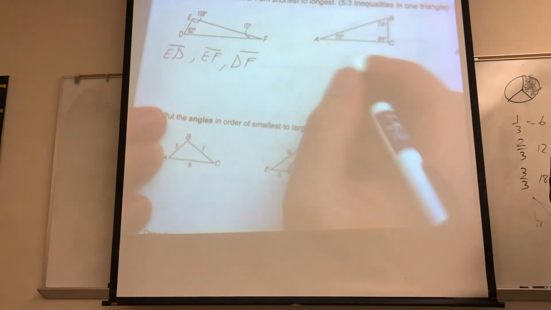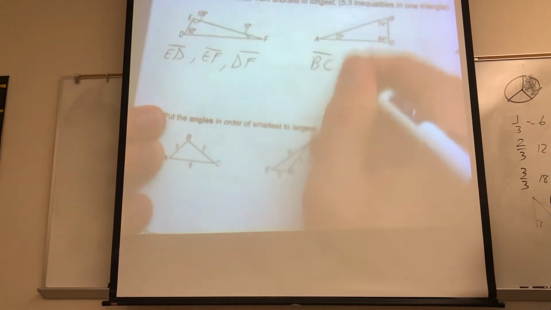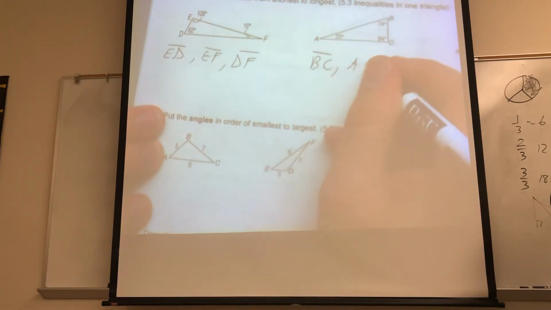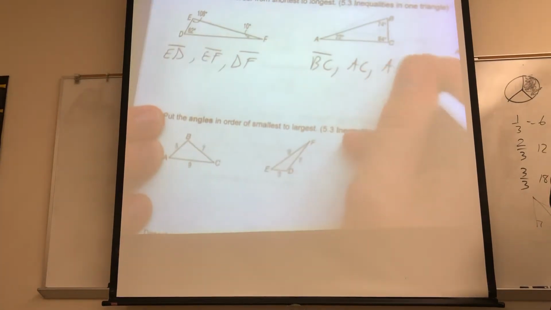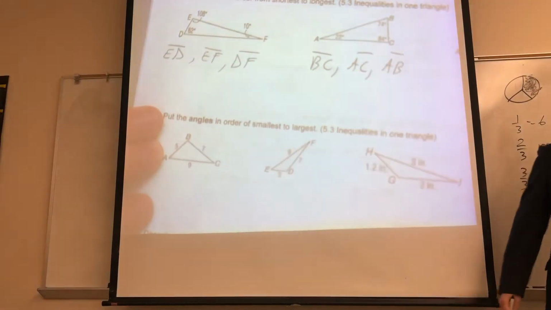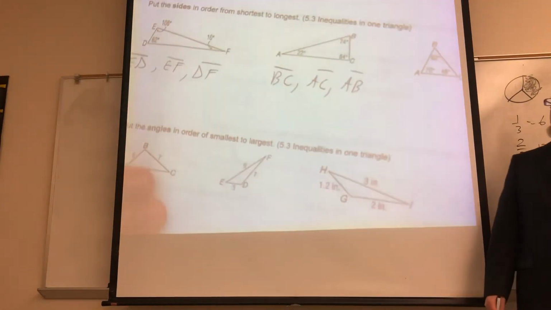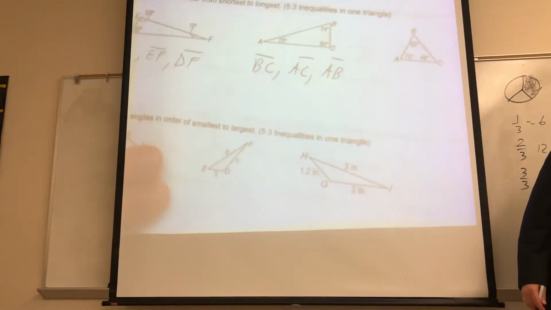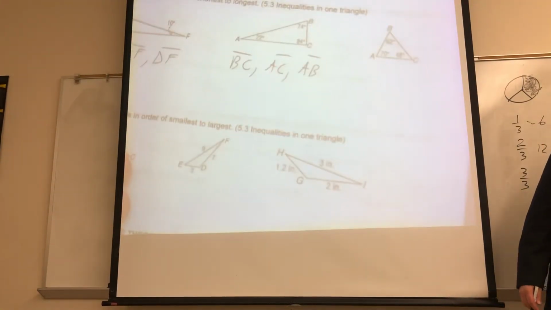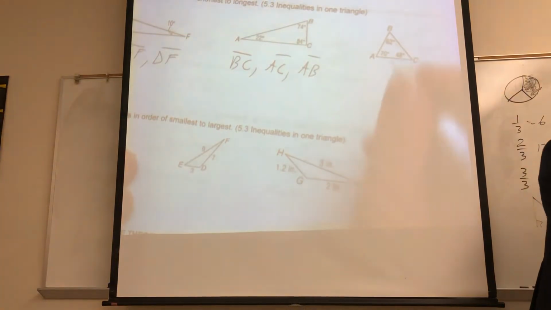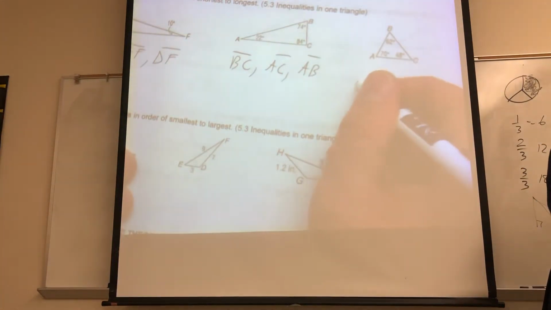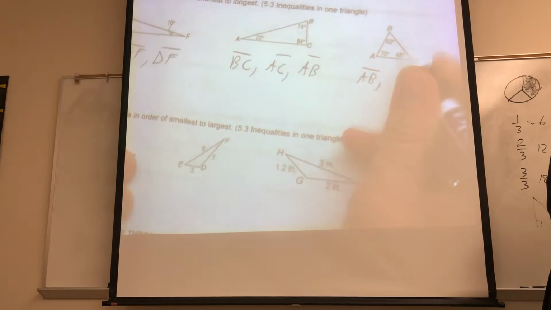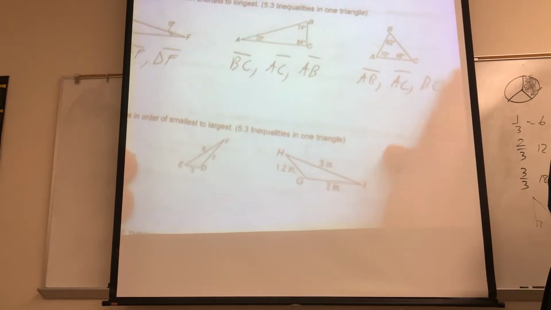Same thing here. It should be BC, then AC, then AB. Okay? We go in the order of the angles, but we go across from those angles. So if you think of the angle as having a letter, then across from that letter is where you're looking. Okay? 48 is the smallest one, so AB. 62 after that, so AC. And then 70, so BC.